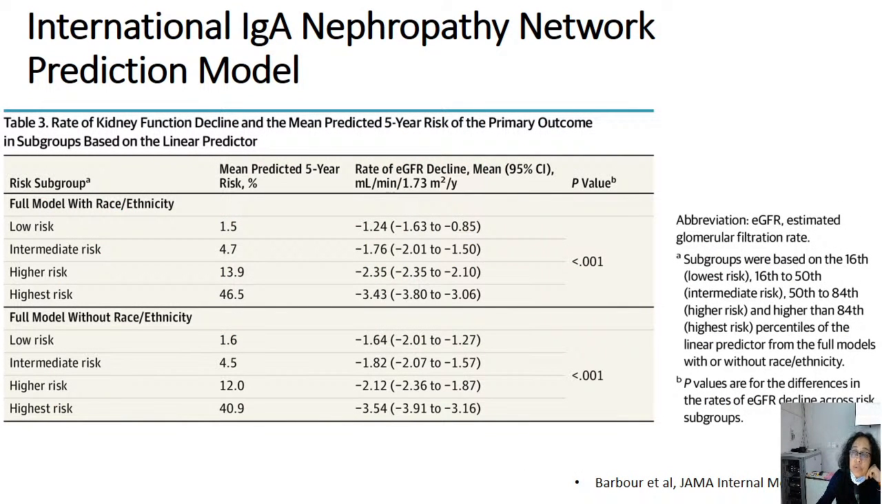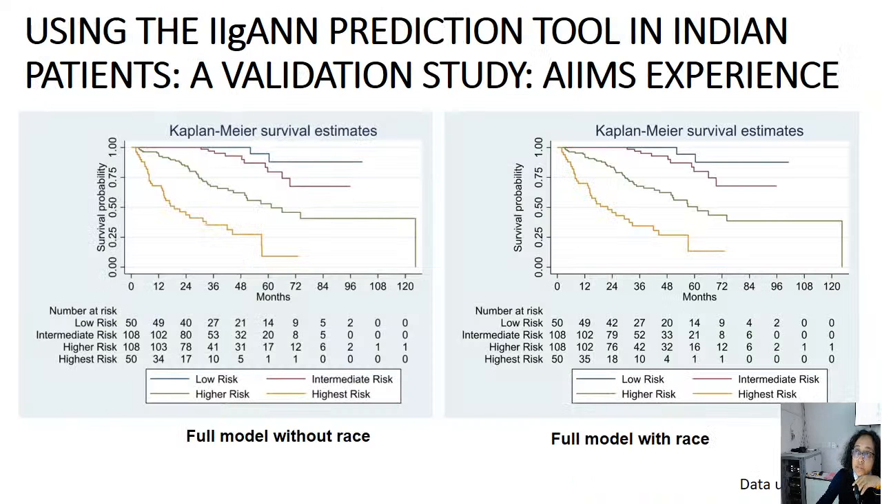They developed a risk score using these parameters, and they classified the patients into low, intermediate, higher, and highest risk based on the observed progression of kidney disease over 5 years. So we looked at this tool in Indian patients, especially since the original cohort did not have any South Asians. And this was in 316 patients.